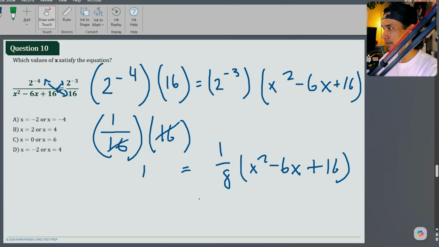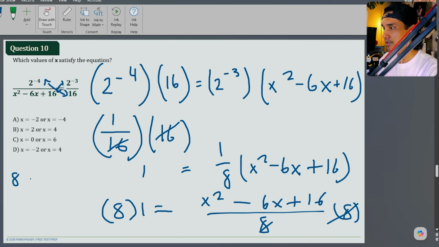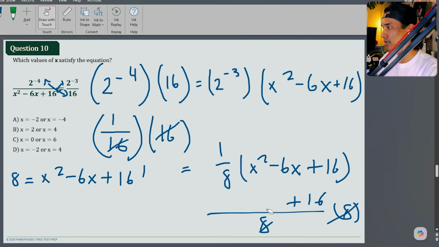That's going to give me 1 is equal to x squared. Actually, what would I do first? Let me think about that first. Do I just put it over 6x plus 16 divided by 8? Yes, I would actually do that. I will put that all over 8. And then from here I'm going to multiply by 8, canceling this 8, and multiply 8 on this side. That's going to give me 8 is equal to x squared minus 6x plus 16. Okay, perfect. Now let me just erase everything.